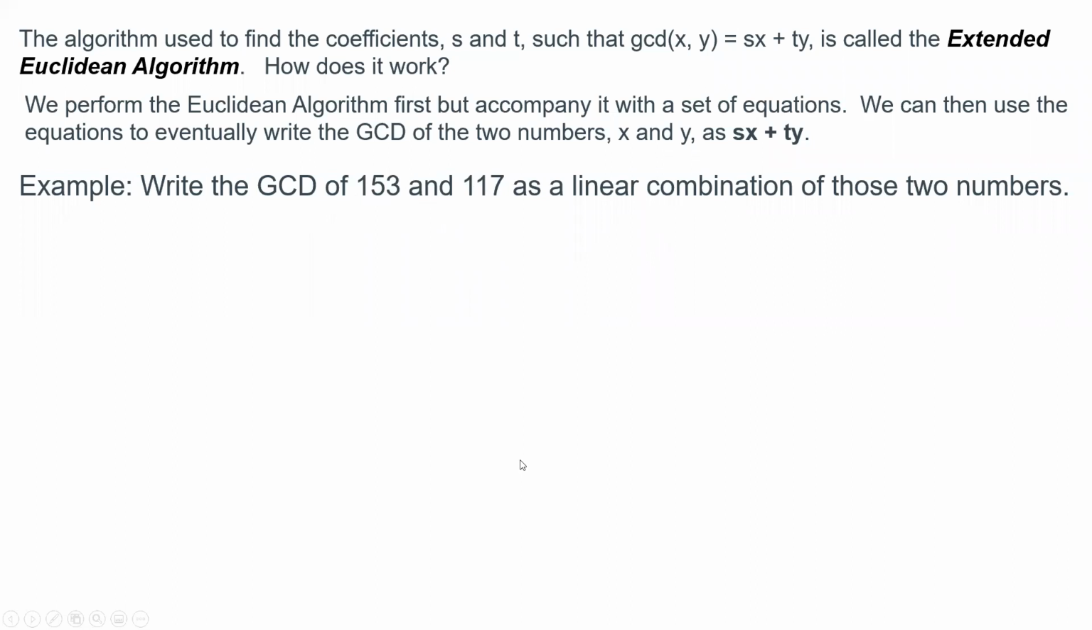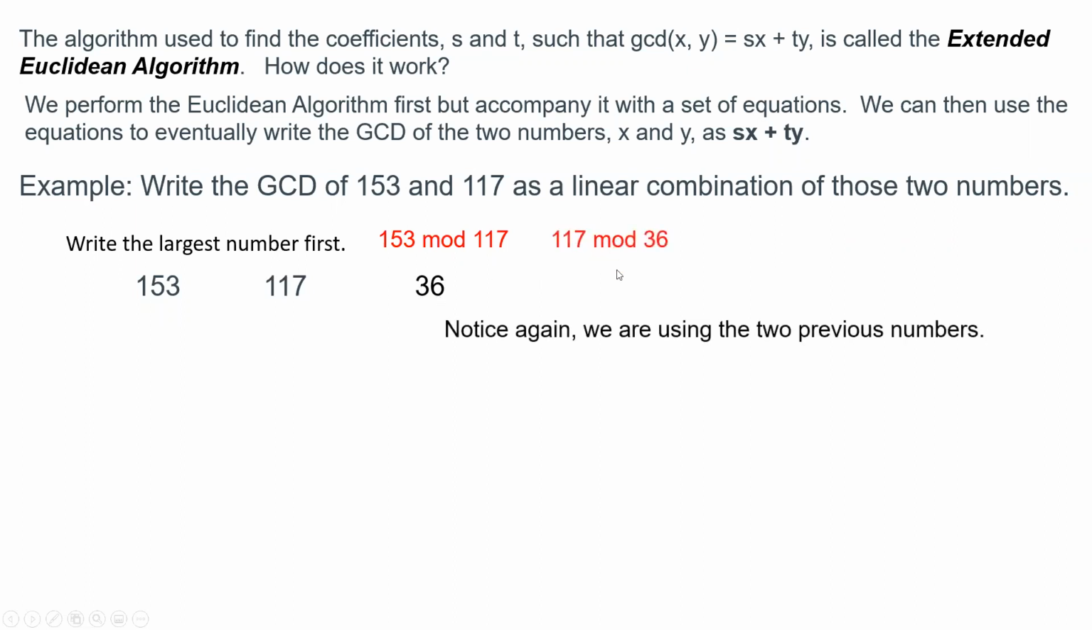Okay. So first of all, we don't even know what the GCD is. So we're going to start with Euclid's algorithm. We start here with 153 and 117. Now we're going to find our other number, our R, by taking 153 mod 117. 153 mod 117 turns out to be 36. Okay, now we keep going. So now we're going to take 117 mod 36 and get 9. Again, we're always using those two previous numbers. Next one, we're going to use 36 and 9, 36 mod 9.